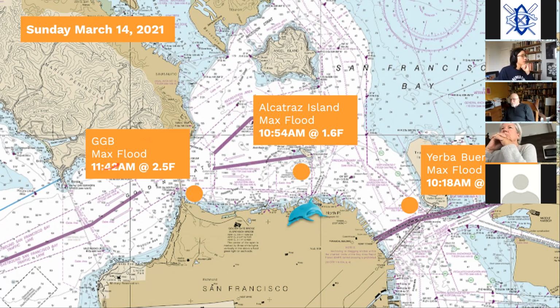Actually, let's do this the opposite way. Max flood happened at 10:18 at Yerba Buena Island, but then it didn't. The flood continued to accelerate until 11 o'clock at Alcatraz, and it continued to flood until almost noon at the Golden Gate Bridge. So you want to understand what the tide is doing generally, it's flooding, and then try to understand what the time picture is in terms of what to expect when I get to my destination, either the Golden Gate Bridge or the Bay Bridge.